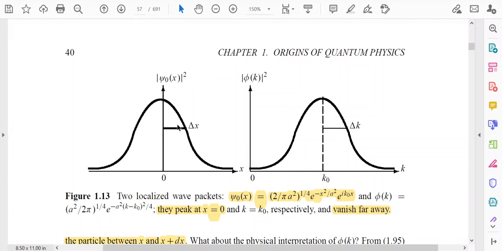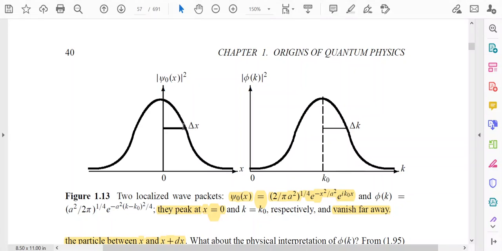This is called the half width of the wave packet. Half width is defined in such a way that the maximum height decreases to 1 by e at this position. This is the half width delta x.